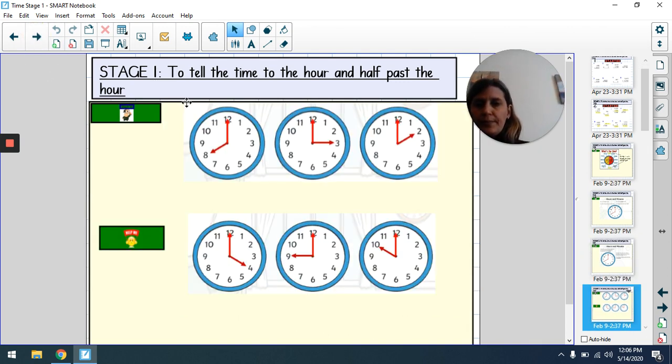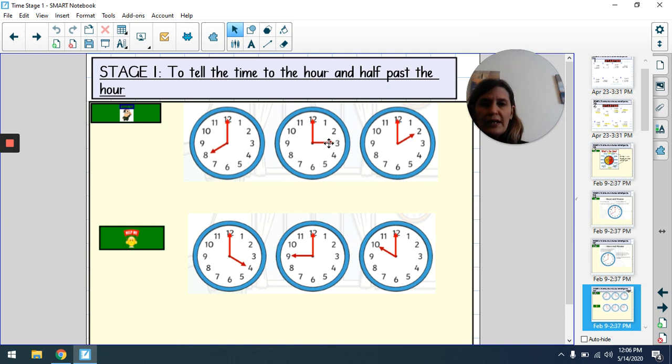Right, watch me. My minute hand is pointing to the 12, so I know it's an o'clock time. So I go to my hour hand. It's pointing to the 8, so it's 8 o'clock. My long hand is pointing to the 12, so I know it's an o'clock time.